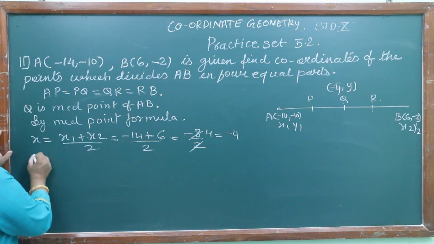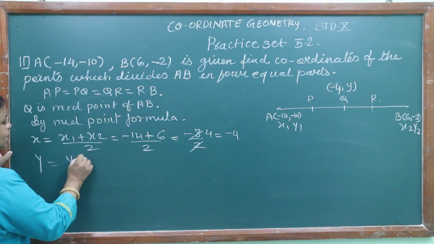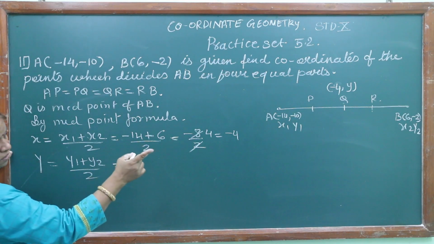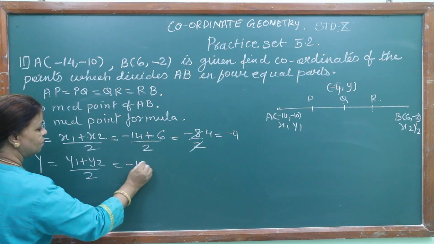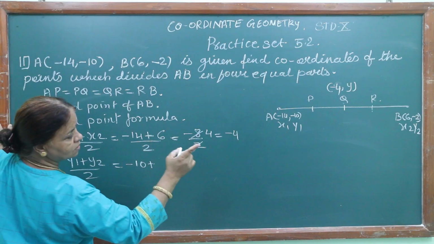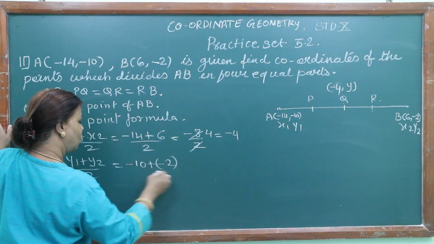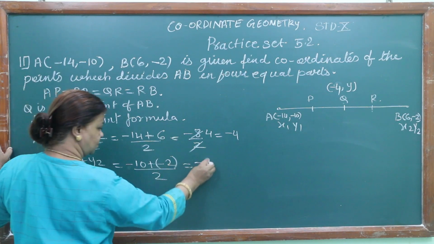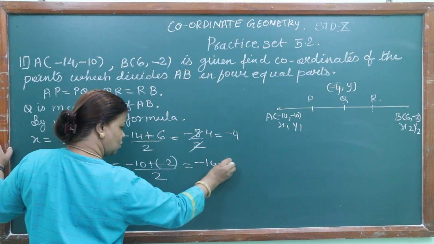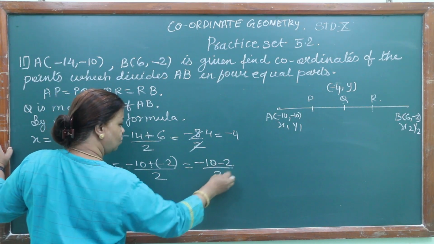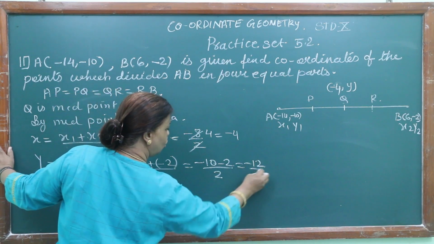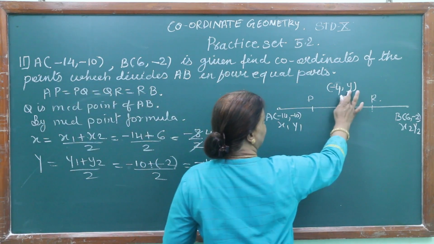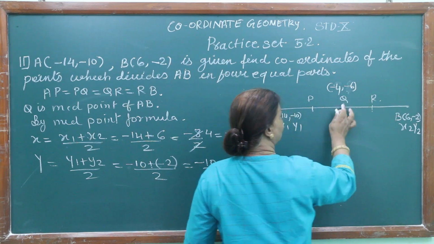Let us find the y coordinate by the midpoint formula. y1 plus y2 upon 2. Place the values. y1 is minus 10 plus y2 is minus 2 upon 2. Minus 10 plus minus 2 upon 2, which will be minus 12 upon 2, 2 sixes are 12. So the y coordinate we got as minus 6 of Q.